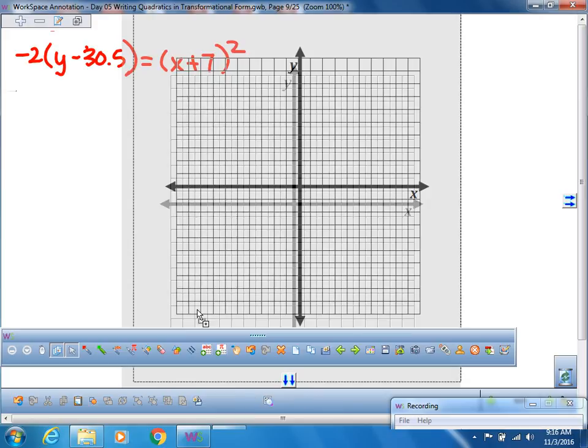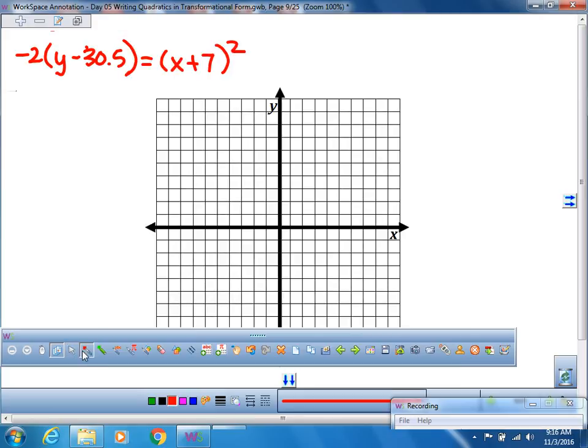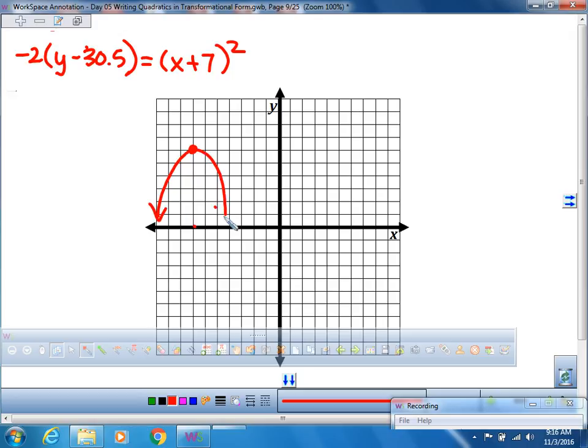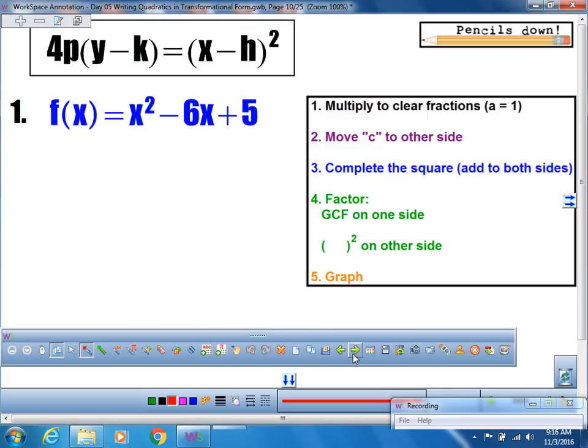Because if we graphed this, it would be shifted to the left 7, right? 1, 2, 3, 4, 5, 6, 7. And it would be shifted up 30. So like we'll just say 10, 20, 30. It'd be up 30. And it's negative, which makes it a maximum. Right? Just think of Mario Brothers. When they jump, they make a trajectory, right? And that's the maximum that they can jump? Okay. You should play more video games, exactly.